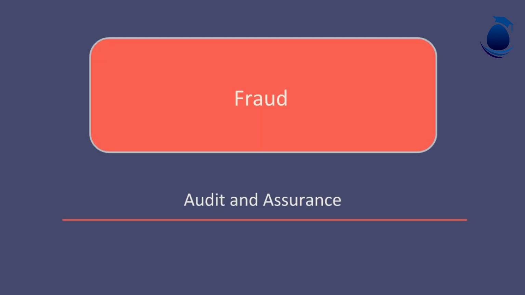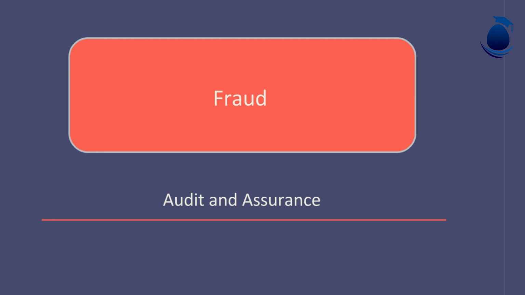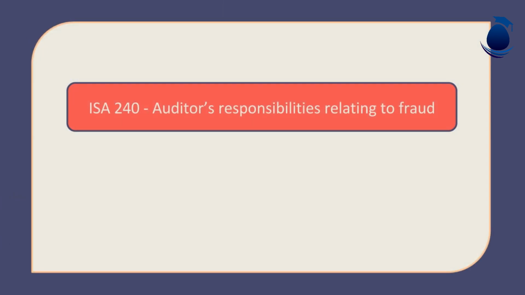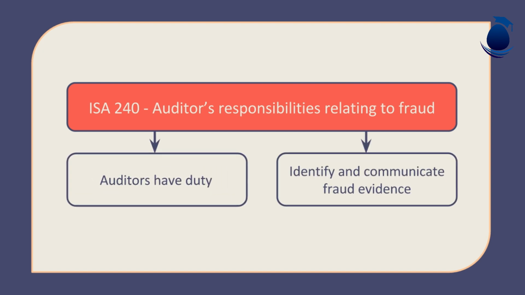Let's get started. This video will cover how fraud relating to an audit client is managed by the audit team. ISA 240, the auditor's responsibilities relating to fraud, tells us that the auditors have a duty to identify and communicate any evidence found that fraud is present.